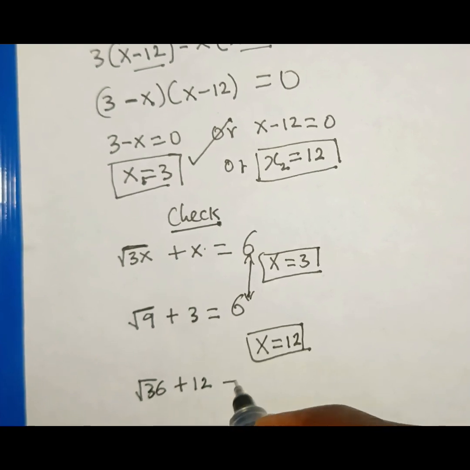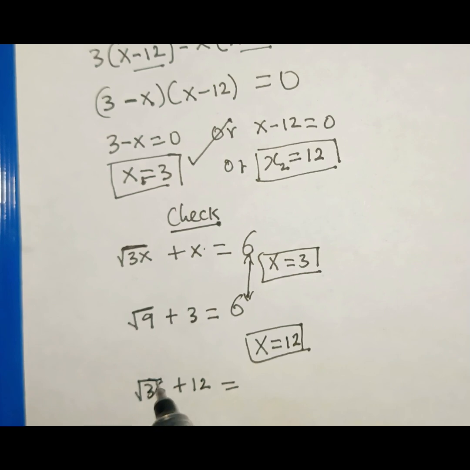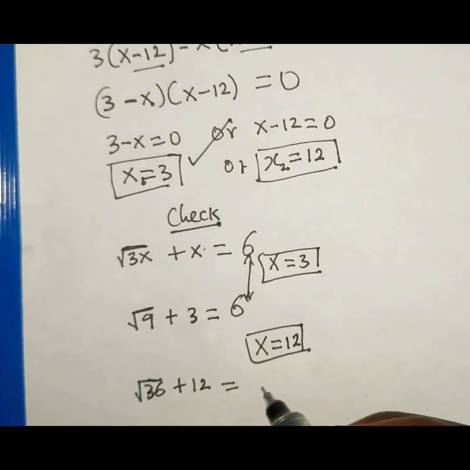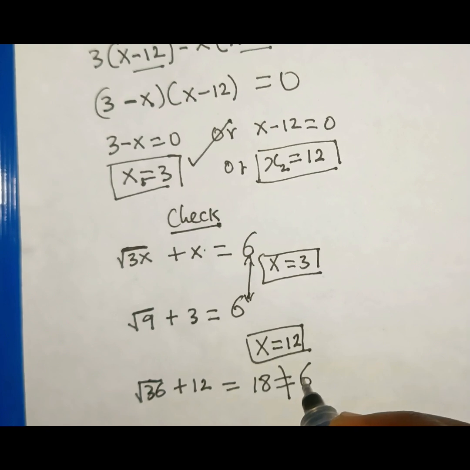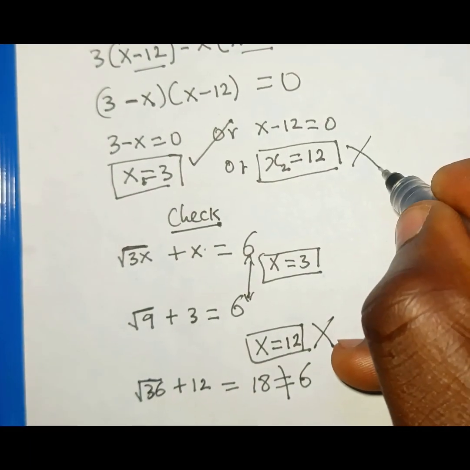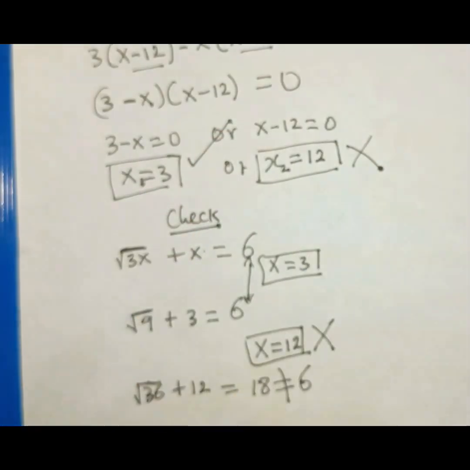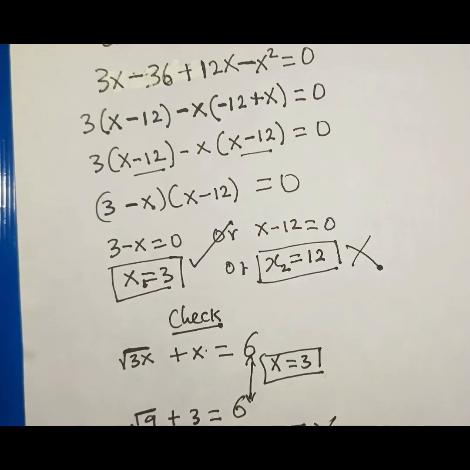Then we are going to see if this will give us the right answer. Square root of 36 is going to give us 6, and 6 plus 12 is going to be 18, and 18 is not the same as 6. So therefore we can say that this second solution, x equal to 12, did not satisfy the equation. So the only solution that will satisfy this radical equation is x equal to 3.